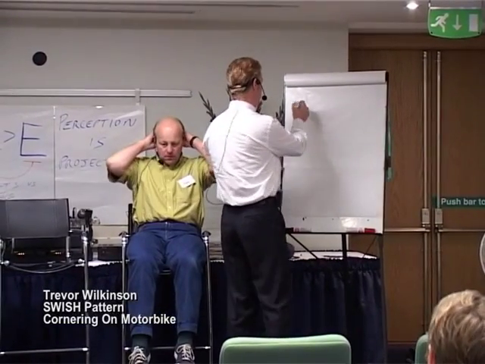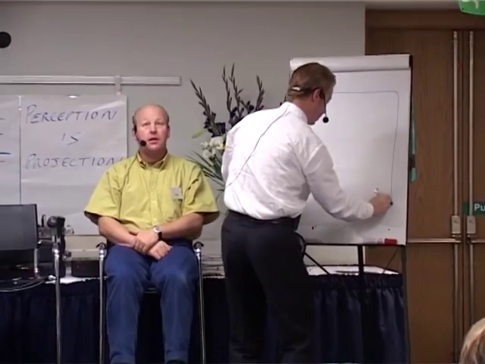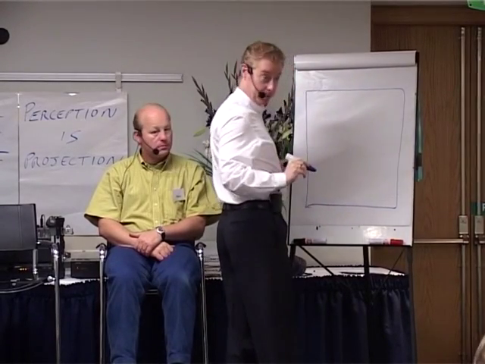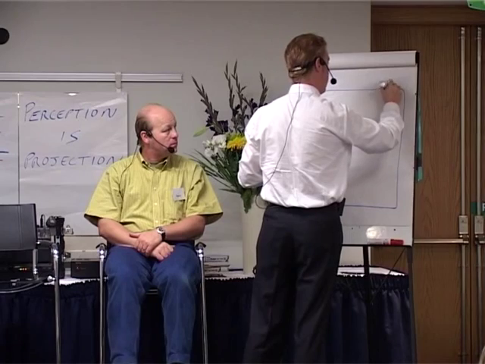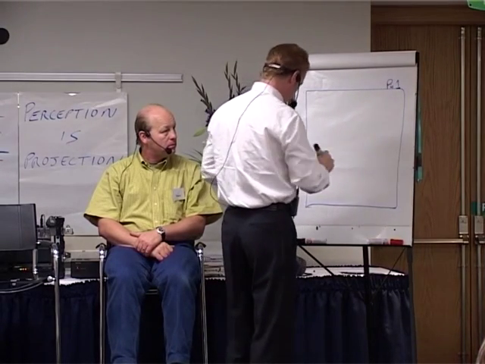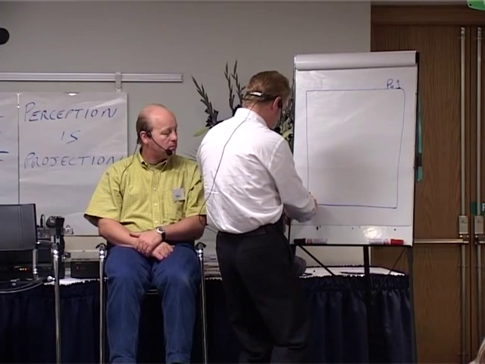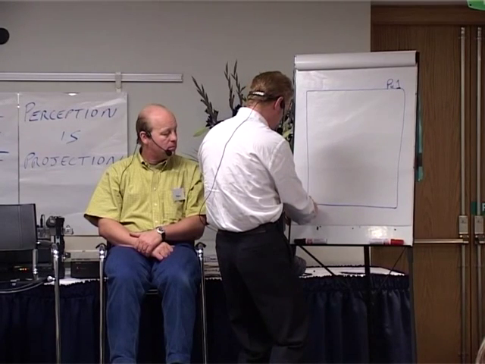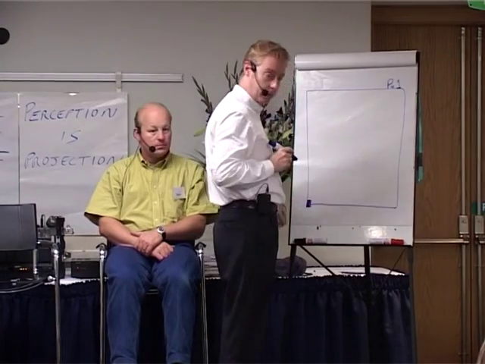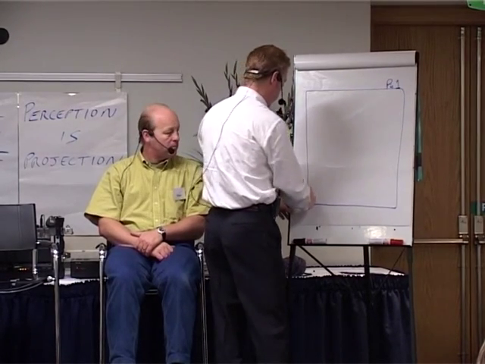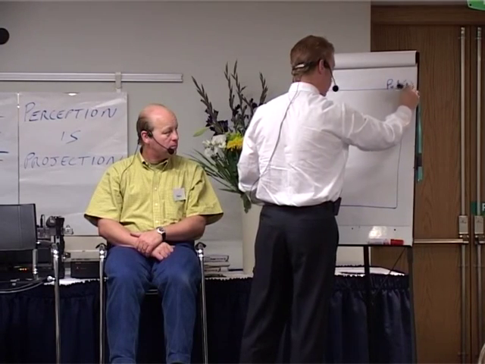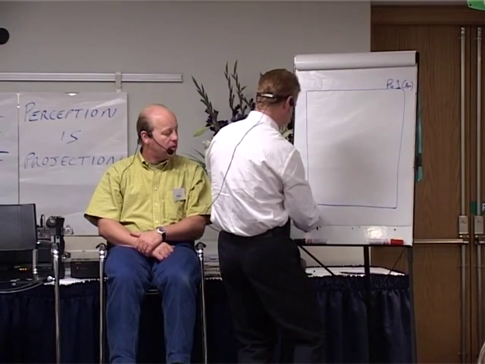So what we'll have Trevor do is get the first picture, which will be the trigger picture, picture number one. And we're going to have him put the second picture, which is his desired state, in the bottom left-hand corner, small and dark. Then we're going to have him swish it up. And picture number one would be associated. Picture number two would be dissociated.